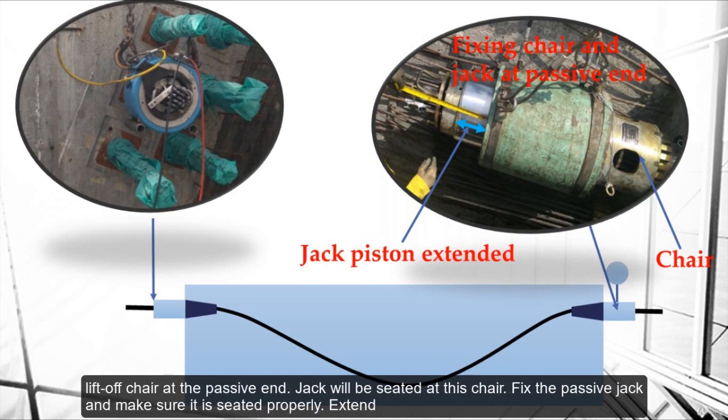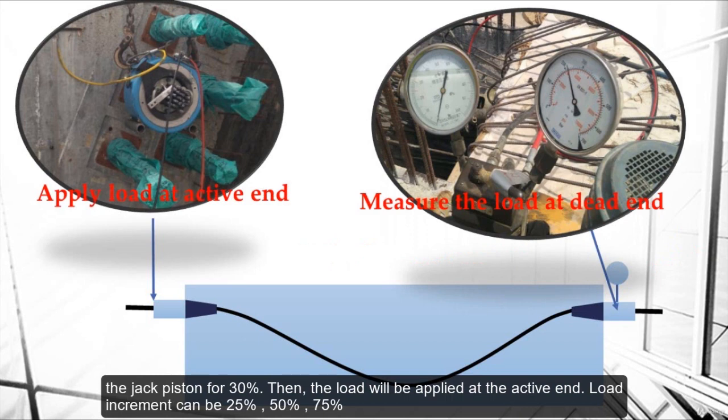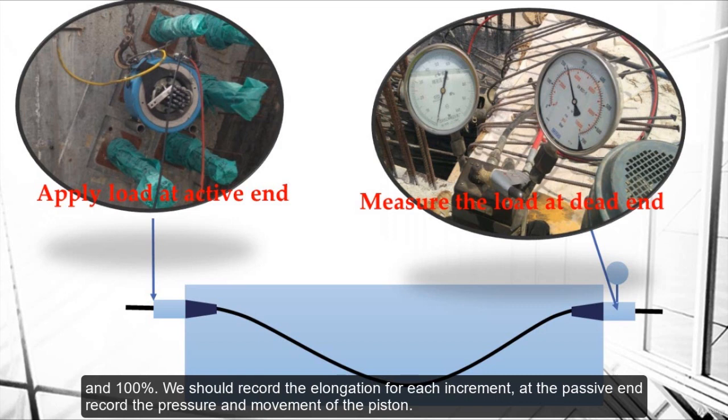Fix the lift-off chair at the passive end. Jack will be seated at this chair. Fix the passive jack and make sure it is seated properly. Extend the jack piston for 30%. Then the load will be applied at the active end. Load increment can be 25%, 50%, 75%, and 100%.